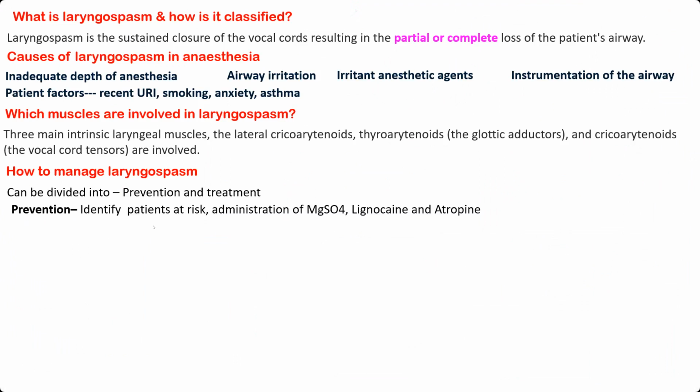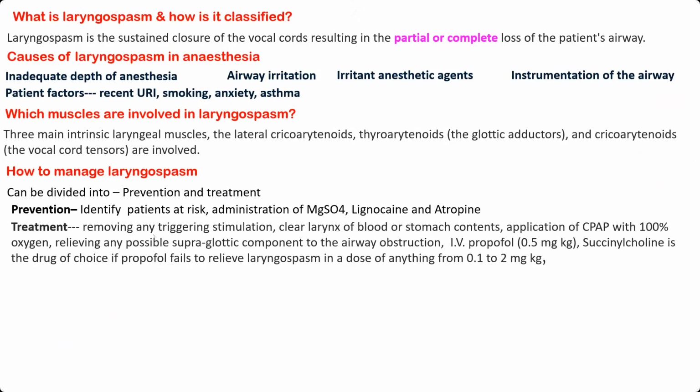So prevention is to identify patients at risk. You can administer magnesium sulfate prior to extubation, or lignocaine, just like you do during induction before intubation to prevent the stimulation response of laryngoscopy and intubation. You can do this also before extubation, and you can give atropine to prevent this problem in children.